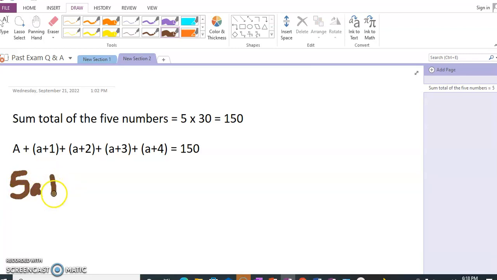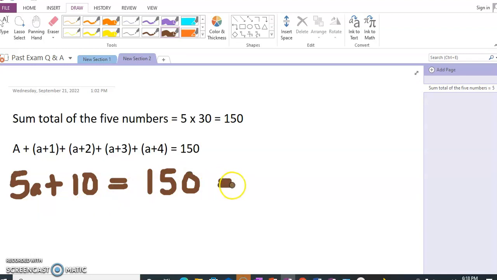It means that 5A plus, you add up these numbers, 1 plus 2 is 3, plus 3 is 6, plus 4 is 10. 5A plus 10 will give you 150. Remember, it is these 5 numbers that make up the sum total of the numbers that give us the mean. You understand? So in this case, it simply means that we all understand.